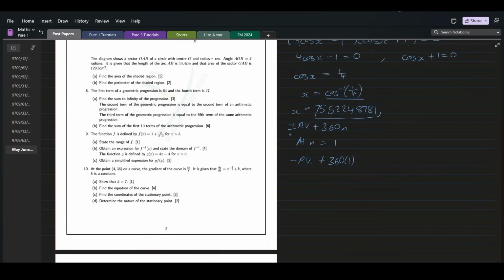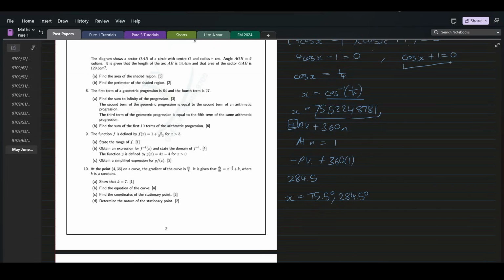But of course, if you're not certain, you can also evaluate the positive PV solution, and you should notice that it's outside our given interval. So this is 284.5. That would be the other solution from here. So we'd get x is equal to 75.5 degrees, and we've got 284.5 degrees.